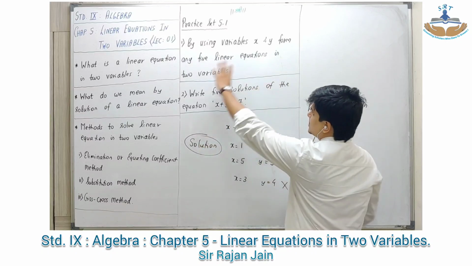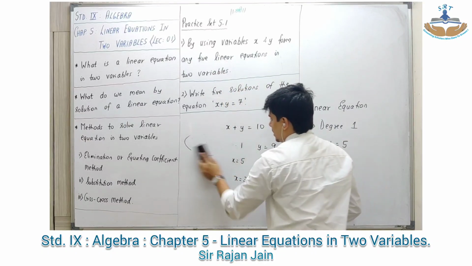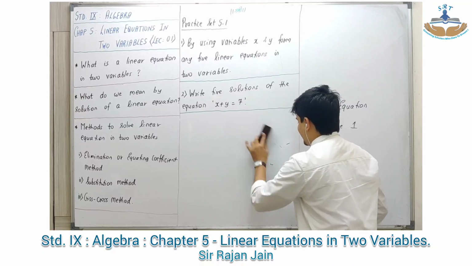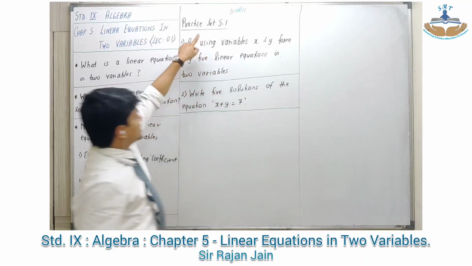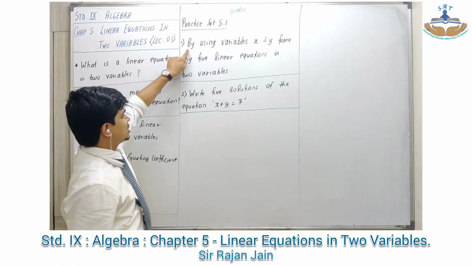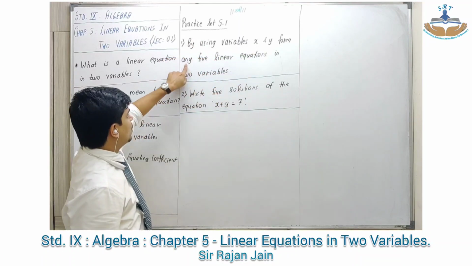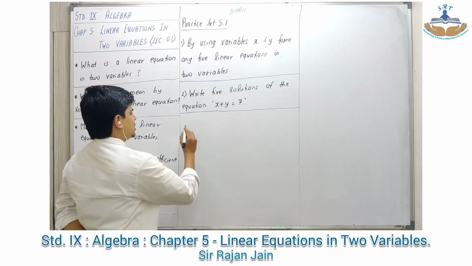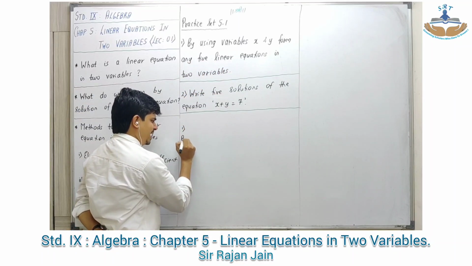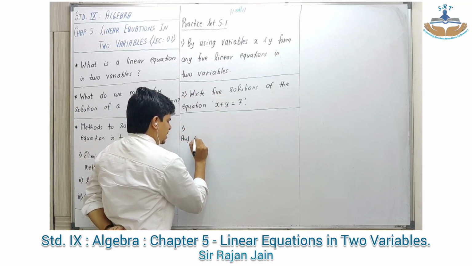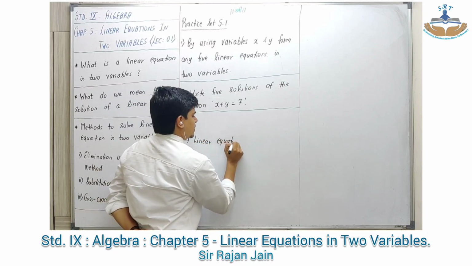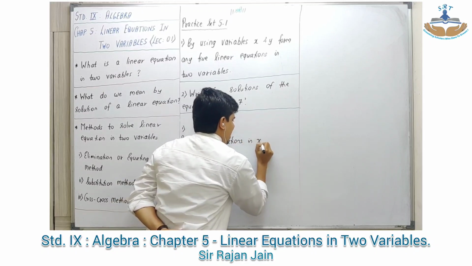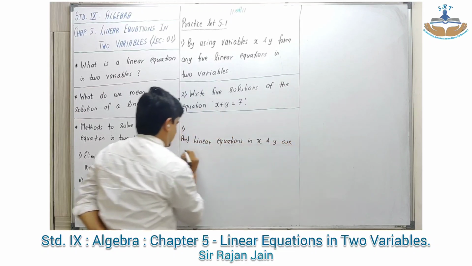Okay. Now based on this, there are first two questions given in your practice set number 5.1. Let's see what they are. Starting with practice set number 5.1, first question: by using variables x and y, form any 5 linear equations in two variables. So if I want to write the answer, I'll say linear equations in x and y are.